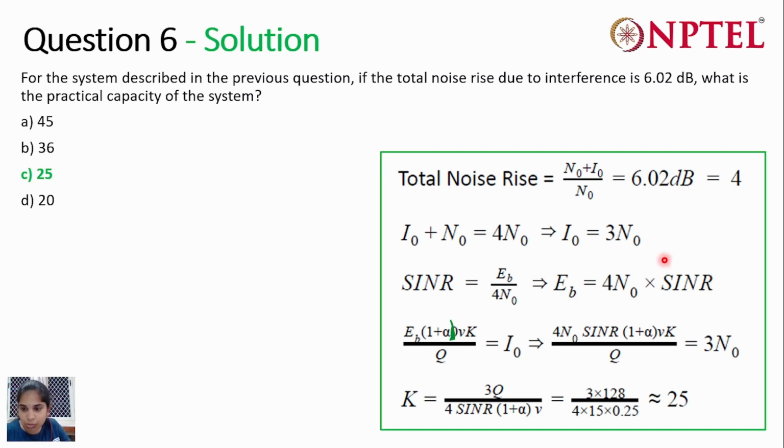Now we have to basically bring it to this relation to do the further solving. What we need is a practical capacity of the system. We need to find K. So what is I naught? Write the expression for I naught, then substitute all the variables, keep K on one side, and get the value for practical capacity.